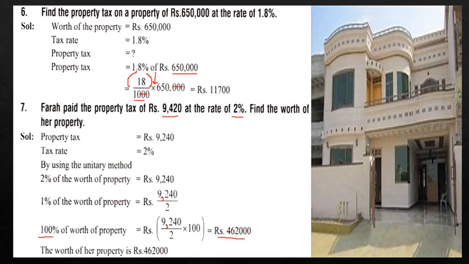What is our amount of property total worth? 4,62,000. Now it means Farah has 4,62,000 and she had paid 9,420 as a tax amount at the rate of 2%.